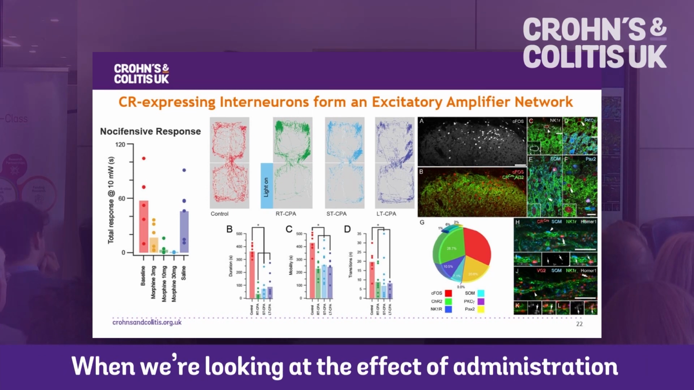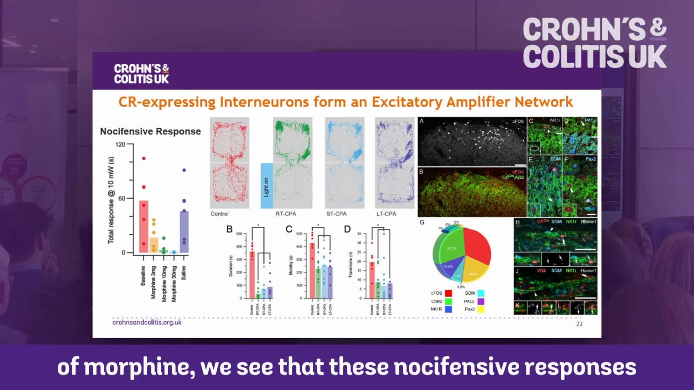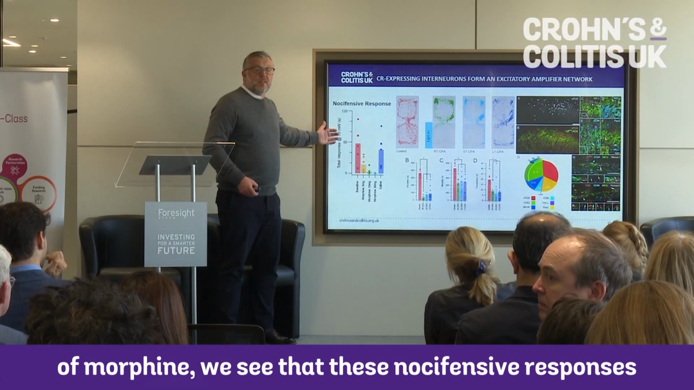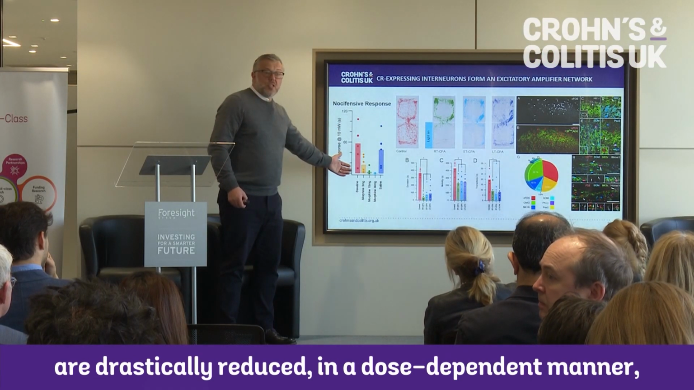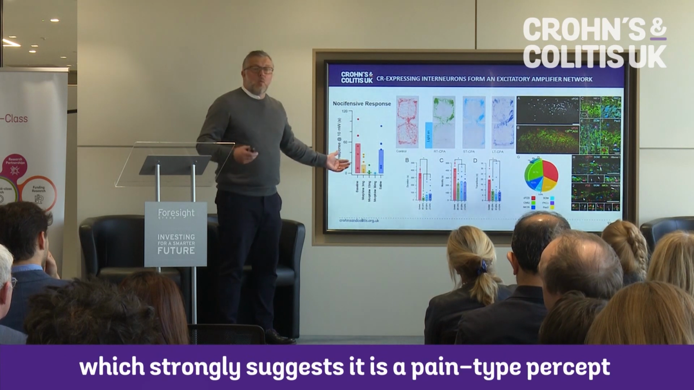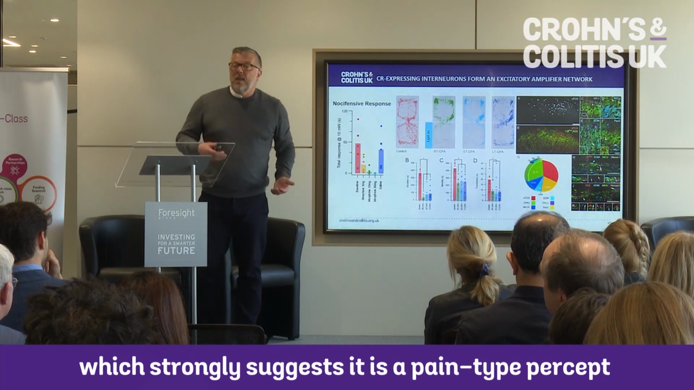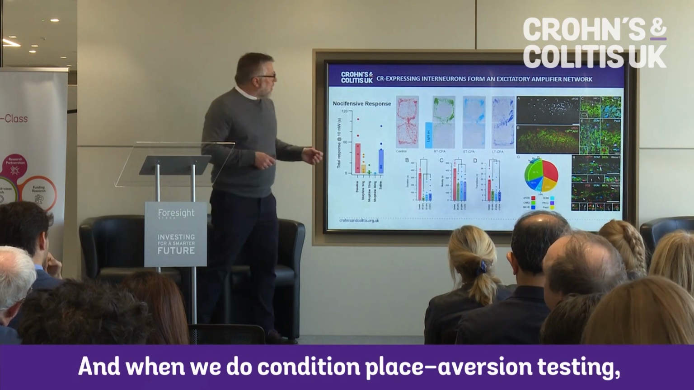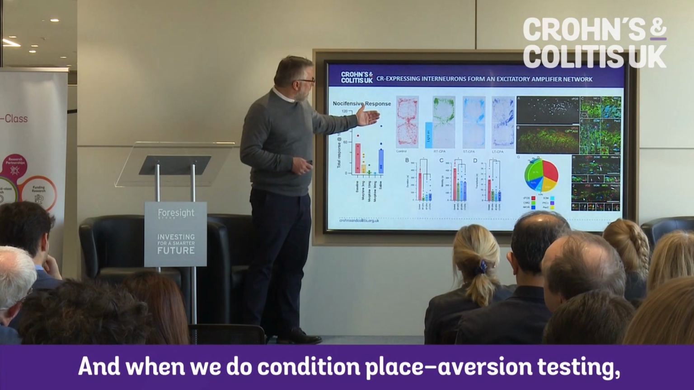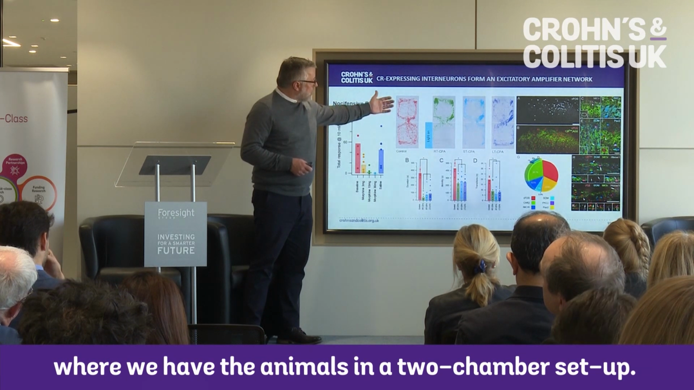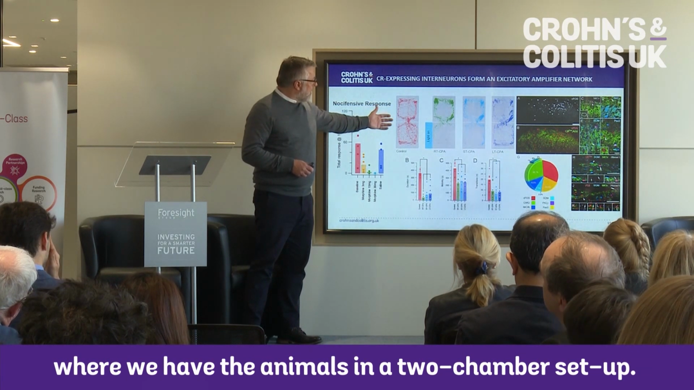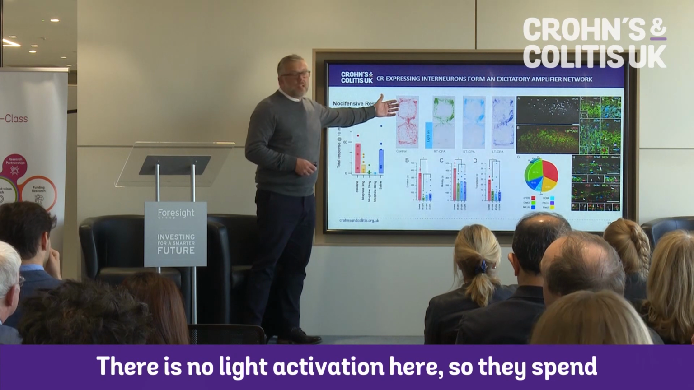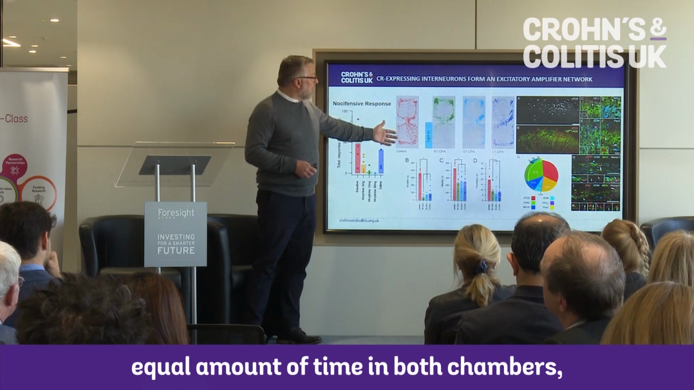When we're looking at the effect of administration of morphine, we see that these nociceptive responses are drastically reduced in a dose-dependent manner, which strongly suggests that it's a pain type cursor that these animals are responding to. And when we do conditioned place aversion testing, where we have the animals in a 2-chamber setup, there's no light activation here, so they spend equal amounts of time in both chambers.